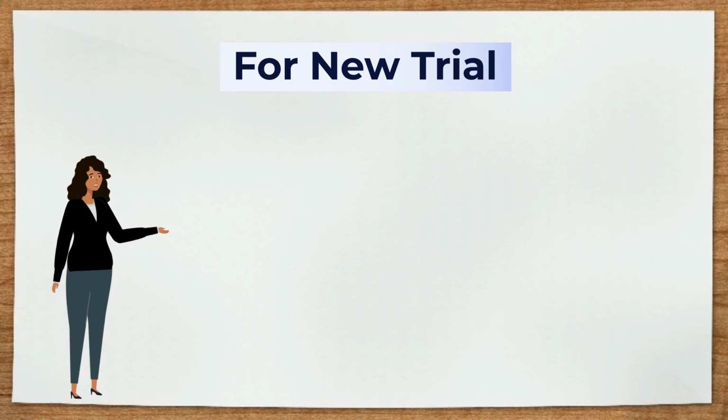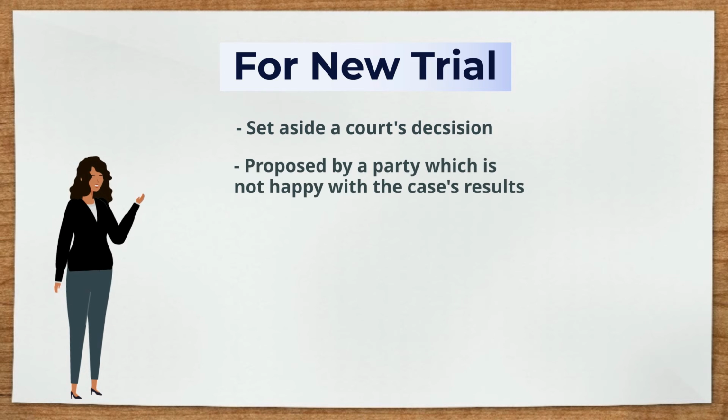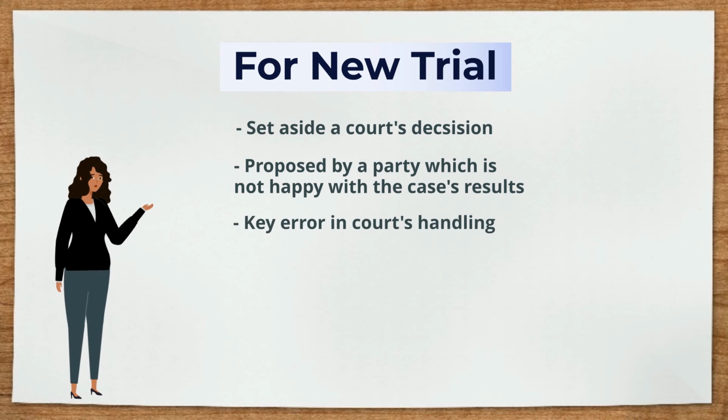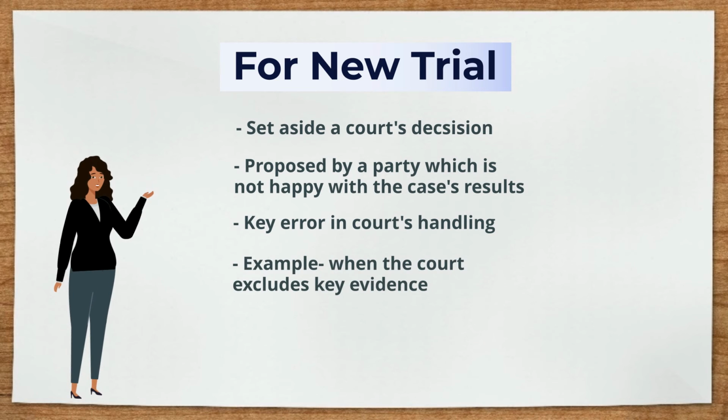6. For a new trial. A motion for new trial asks to set aside a court's decision. A motion for new trial is proposed by the party which is not happy with the case's end result. This motion can only be raised if there was a key error made in the court's handling of the trial. For instance, when the court excludes key evidence.